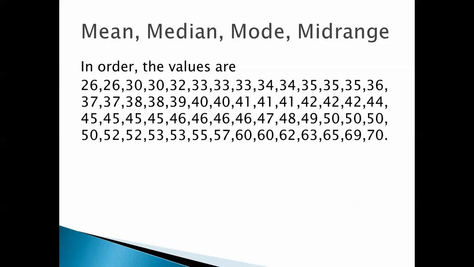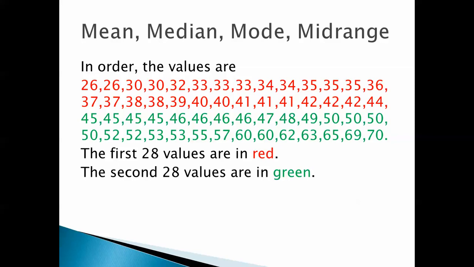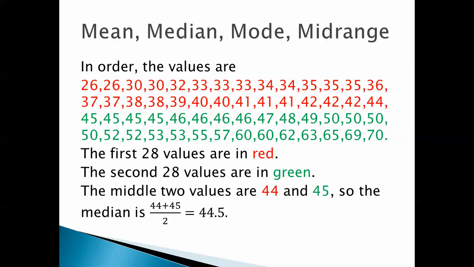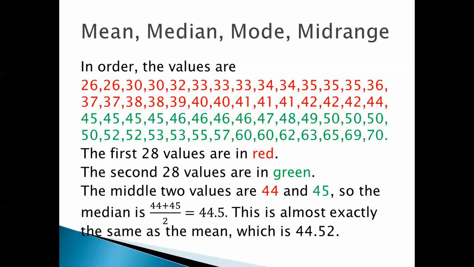In order, here are the values ranging from 26 to 70. The first 28 values are in red. The second 28 values are in green. So the middle two values are 44 and 45. 44 is the 28th value, 45 is the 29th value. And so the median is 44 plus 45 divided by 2, which is 44 and a half. That is almost exactly the same as the mean, which was 44.52, interestingly enough.